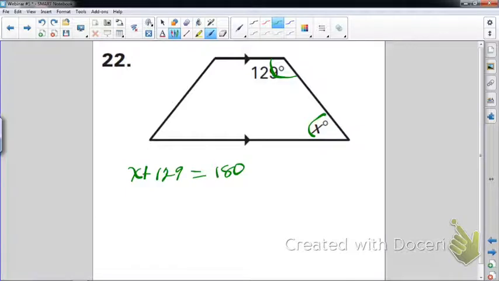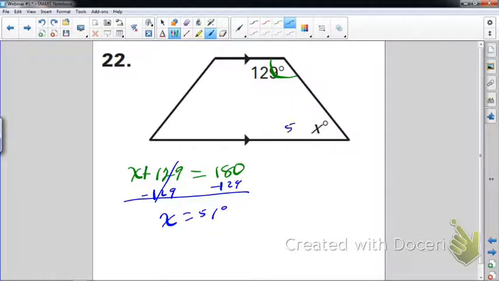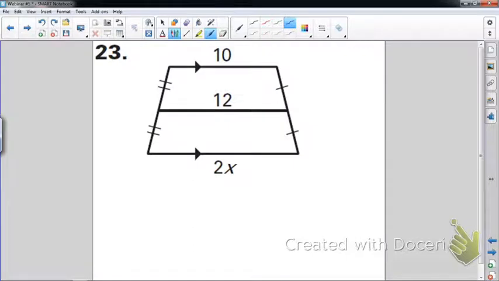And all we want to do, again, is use what we know, which would be the subtraction property of equality, where I take 129 and subtract it from both sides. So I end up with x is equal to 51. 51 degrees is what x is. So down here will be 51 degrees. Let me move on to the next one.